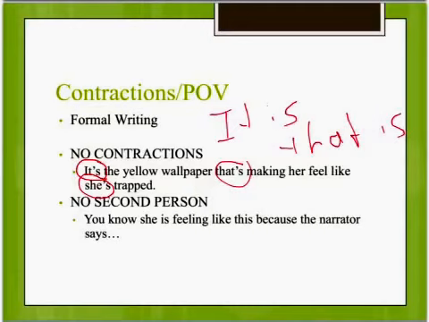You also need to avoid the second person. You should never use the word "you" in a literary analysis. If you're going to address the reader, you need to make it general. You want to use third person. The reader knows she is feeling like this because the narrator says. So, no second person, no contractions.